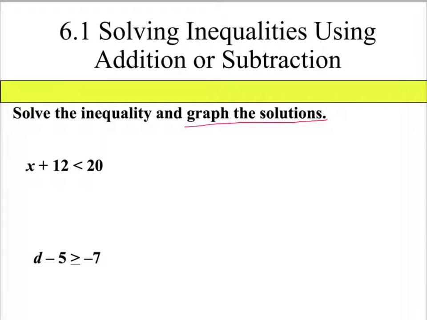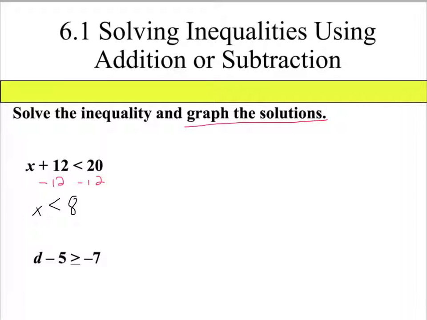All right. So the very first thing I want to do on this x plus 12 is less than 20, I need to solve the inequality. If I solve it, then I can graph it. Okay, very first thing, I solve it just like I would a regular equation. I subtract 12 from both sides, and I now have x. I keep that symbol of less than, and 20 minus 12 is 8.